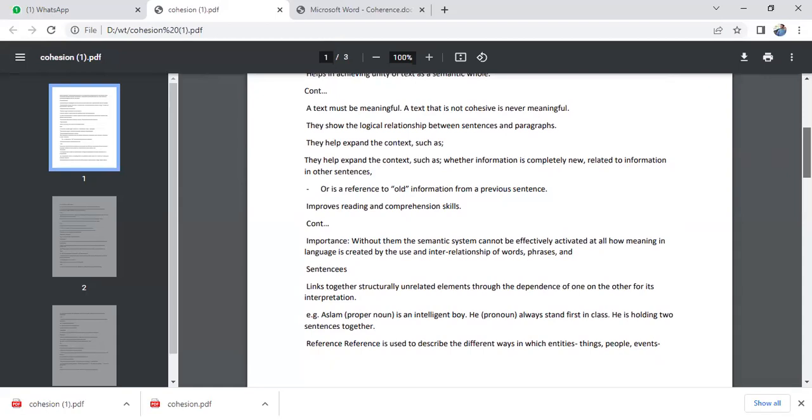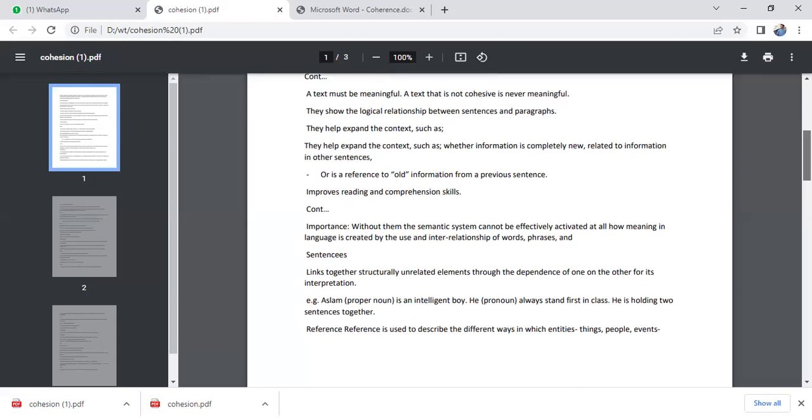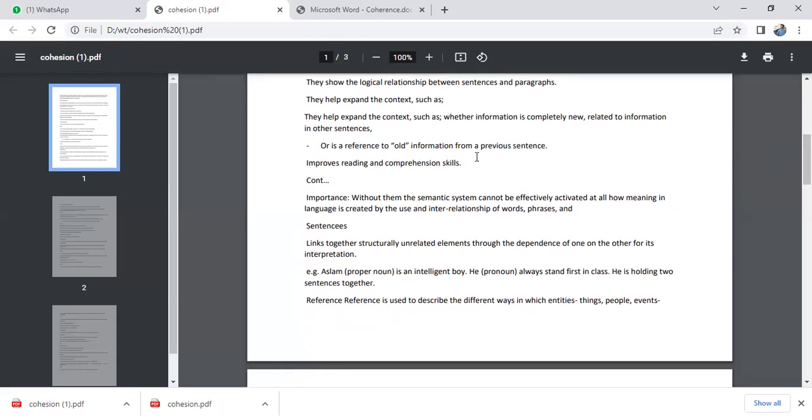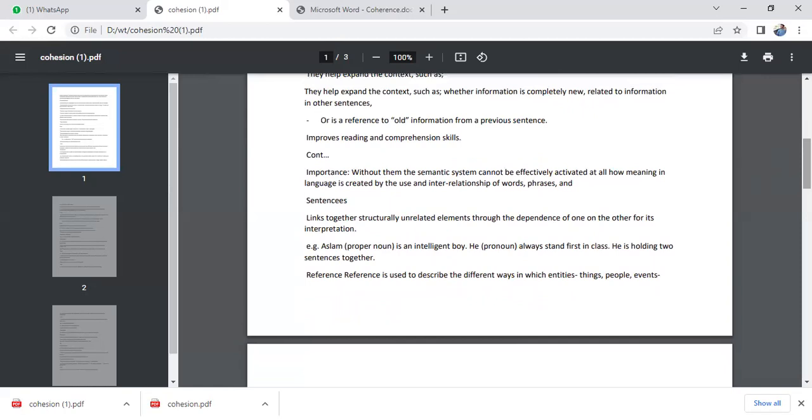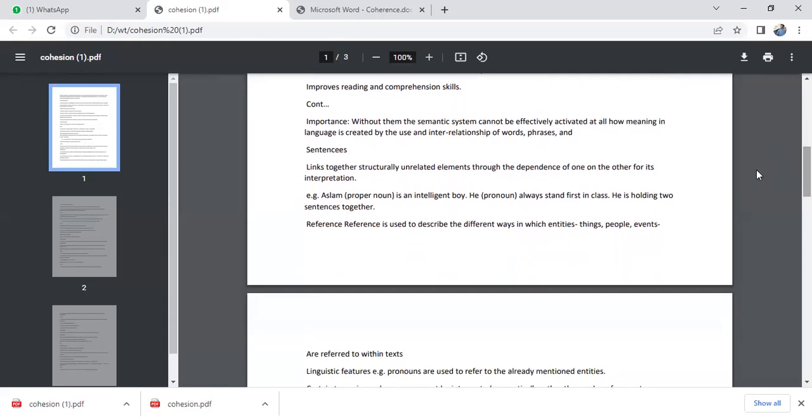Remember, we talked about it, that these cohesive devices give you the direction whether the information is completely new or whether it is related to the previous sentences. Or it is a reference to the old information from the previous sentence, improving reading and comprehension skills. Remember, if a text has cohesion, it will have great importance in understanding as well. The reader, the audience, the target people will get the idea easily and smoothly if there is cohesion.